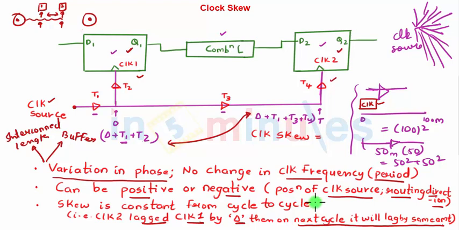This is not true for clock jitter. It varies from cycle to cycle. With clock skew, there is no change in frequency or period, which is again not true for clock jitter because it varies the period of my signal. In simple words, clock skew is nothing but a difference in the clock received between two receiving points on your chip, and we say that the variation in the phase happens but there is no variation in frequency or period.